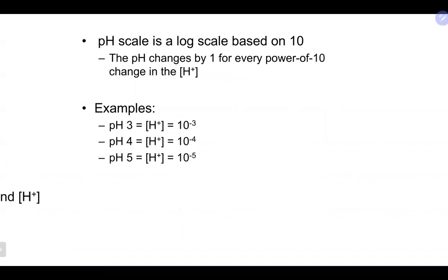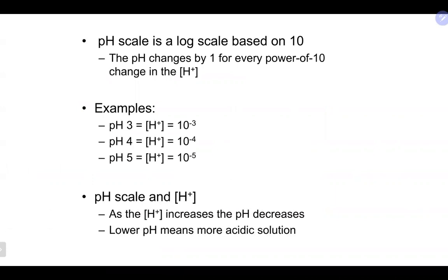So the pH scale changes basically by 1 unit for every power of 10 that changes. So 1 times 10 to the minus 3 has a pH of 3. 1 times 10 to the minus 4 is a pH of 4, and 1 times 10 to the minus 5 is a pH of 5.